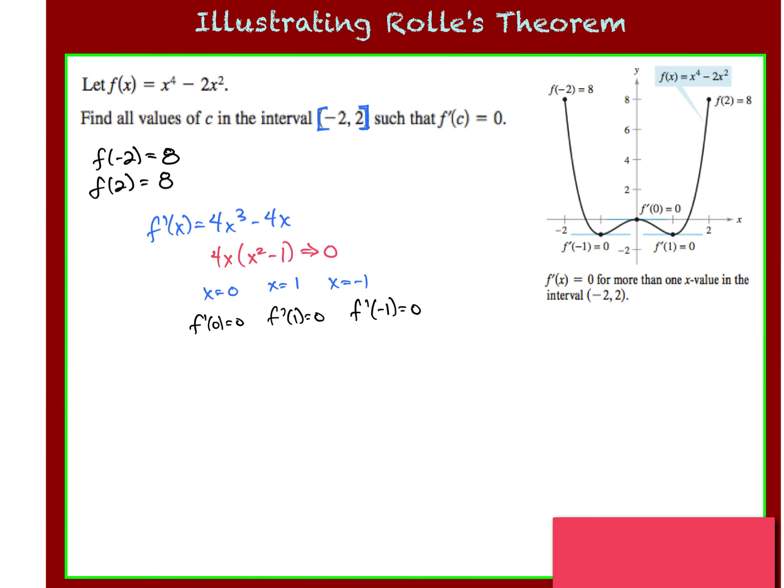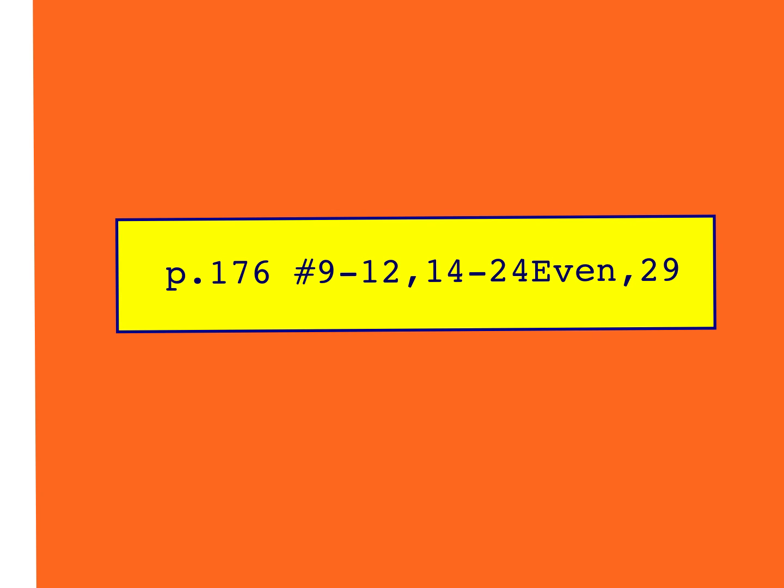So on Rolle's theorem, real quick overview. What do we do? We find the two y values that are the same. And then we take a derivative and set it equal to 0. But what does the function have to be? Continuous and differentiable. All right, get working on this.